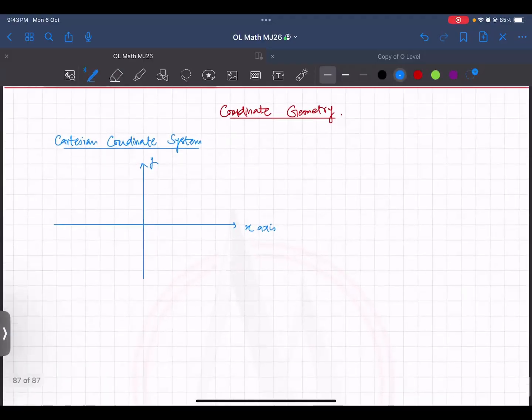Very few people know about this name. The students, the teachers, they know about it. So you can brag to your friend: do you know Cartesian coordinate system? They know it, but they don't know the name.